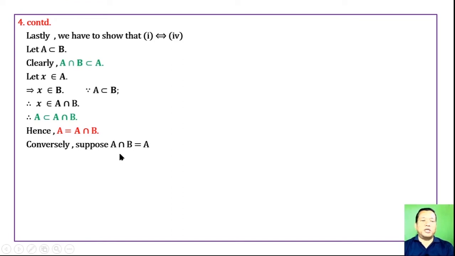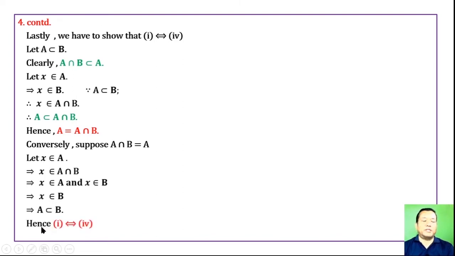Conversely, suppose A intersection B is A. It is given. Let X belongs to A. Then X belongs to A intersection B. Replacing A with A intersection B, X belongs to A and X belongs to B. X belongs to A implies X belongs to B. This gives A is a subset of B. Hence, Roman number 1 if and only if Roman number 4. Question number 4 proof is done.